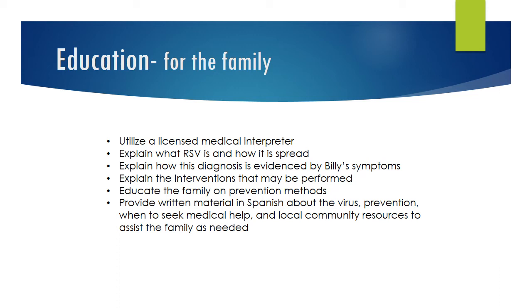Oxygen may be applied via a humidified oxygen tent to increase Billy's ability to take in oxygen. When Billy's breathing improves, he should be able to come home. Then educate the family about transmission methods, as well as prevention of RSV, which will also prevent further readmissions to the hospital for this virus. Finally, provide written materials in Spanish for Billy's family regarding RSV, prevention, treatment, and what to do if Billy should catch the virus again. Specifically, when to seek medical attention.